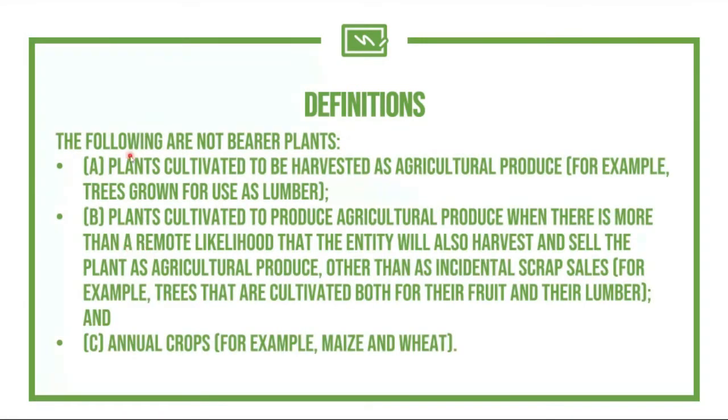Next, since we talked about bearer plants already, and we provided three criteria for a bearer plant to qualify, let us now have examples of biological assets that are not qualified to become bearer plants. These are examples specifically provided by the standard. First, plants cultivated to be harvested as agricultural produce, for example, trees grown for use as lumber.